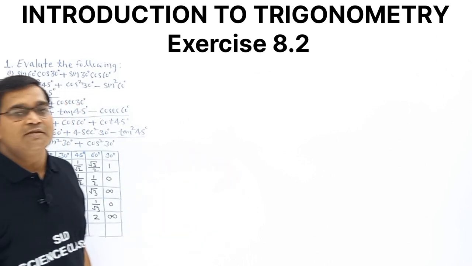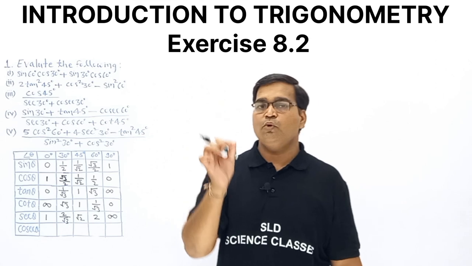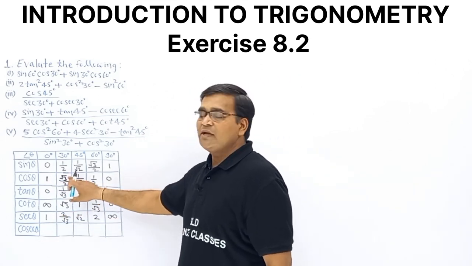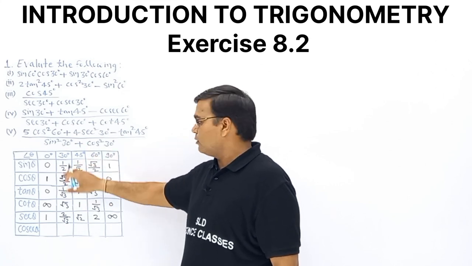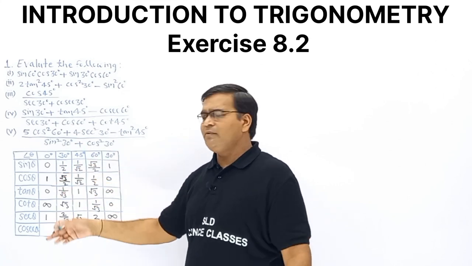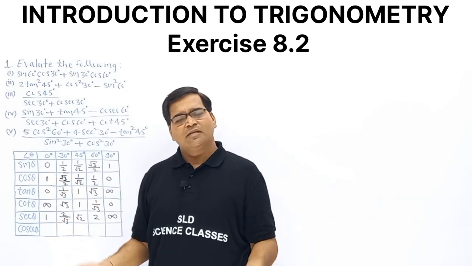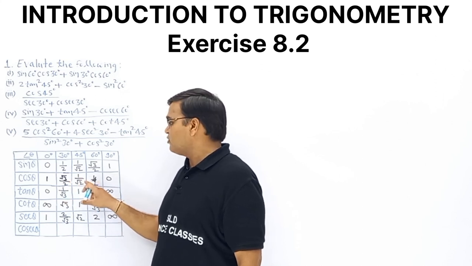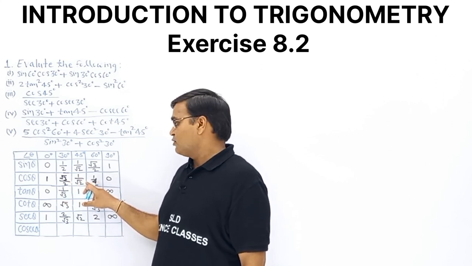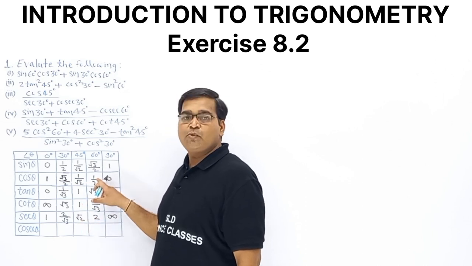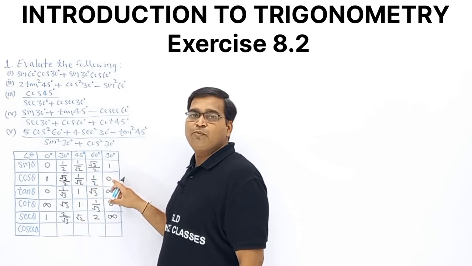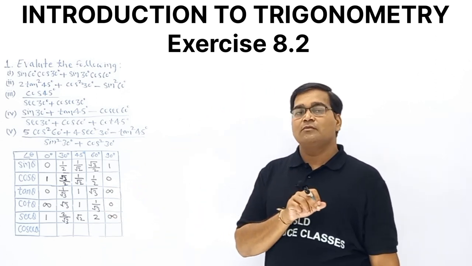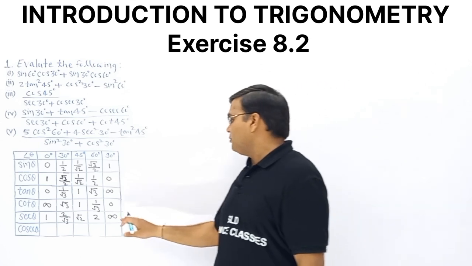So how do we get the values of sec theta? Sec theta is the reciprocal of cos theta. So 1 upon cos theta. 1 upon 1 is 1. For 1 upon square root of 3 by 2, we take the reciprocal, which is 2 upon square root of 3. The reciprocal of 1 by square root of 2 is square root of 2. The reciprocal of 1 by 2 is 2. And 1 upon 0, with denominator 0, is not defined, so we get infinity.